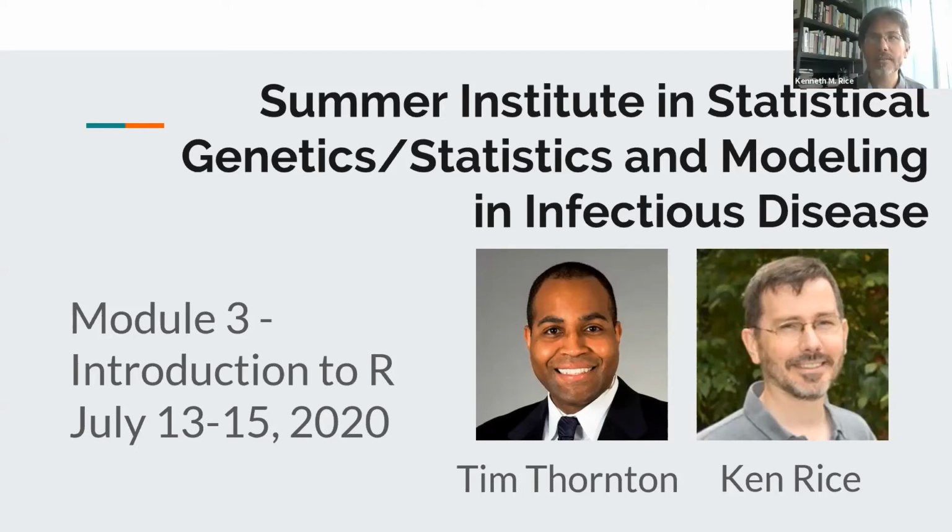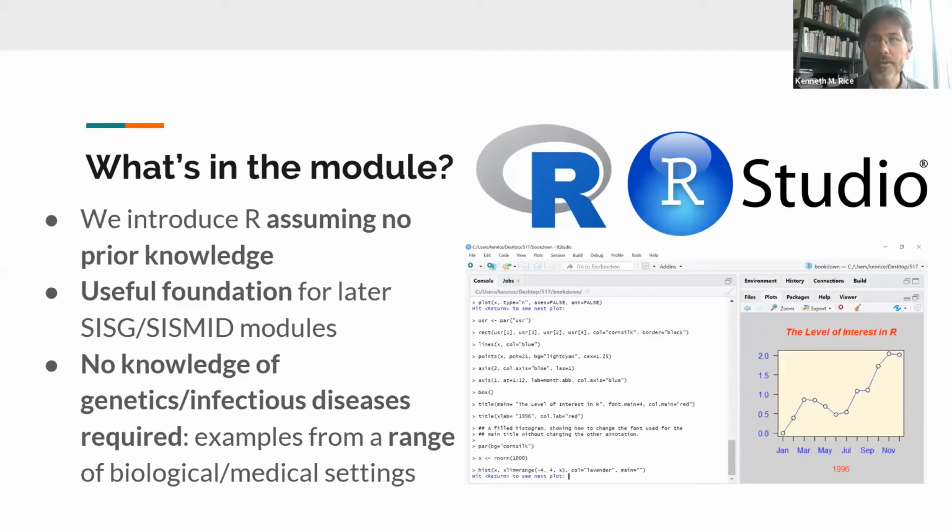We wanted to give a very brief introduction of Module 3 in the Summer Institutes in Statistical Genetics and also Infectious Disease Modeling. The module's called An Introduction to R. This course introduces R, but we'll do that using RStudio, a helpful environment pictured here on the right that makes R programming a bit easier.